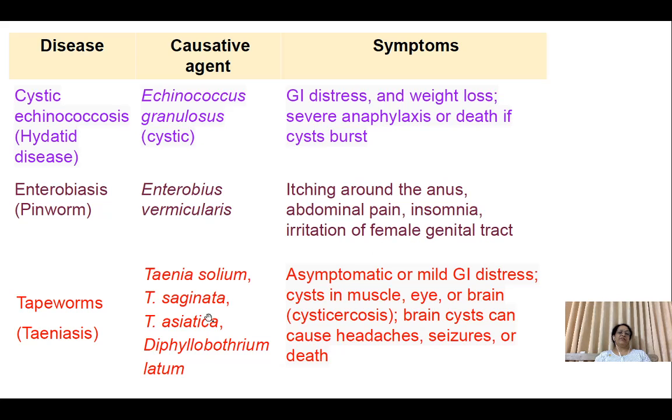Next is the tapeworm category, and the disease is called tapeworm infestation or taeniasis. Taenia solium, Taenia saginata, Taenia asiatica and Diphyllobothrium latum are some causative agents of taeniasis. There is asymptomatic or mild gastrointestinal distress. Cysts are present in muscles, eyes or brain. This is called cysticercosis. When the cyst bursts, it causes headache, seizures or even death of the patient.